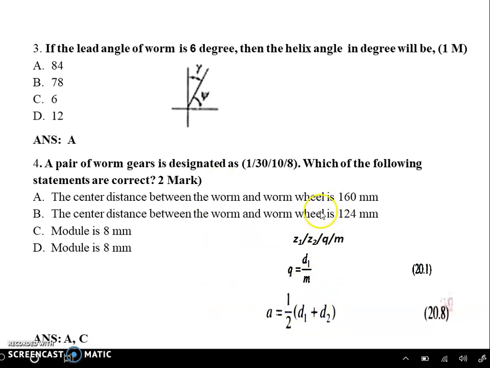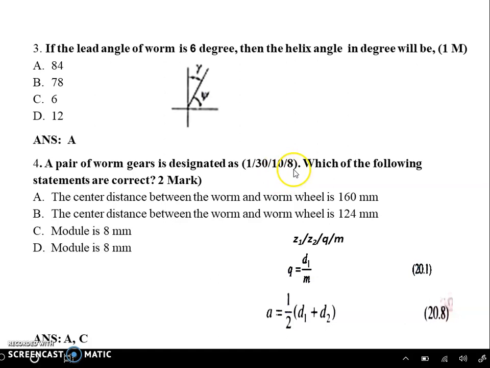So module which is given here, Z1, Z2, Q and M, M is equal to 8. So this D1 will be Q into M. So this Q into M, this is D1. So Q is equal to 10 and M is equal to 8.